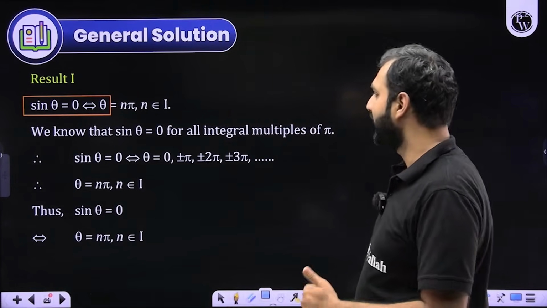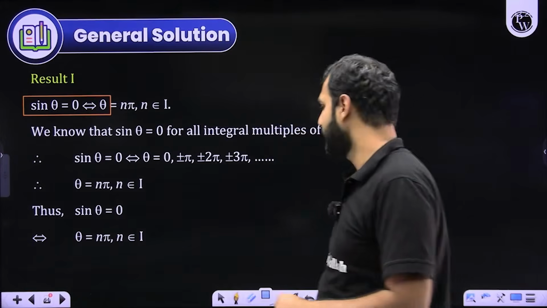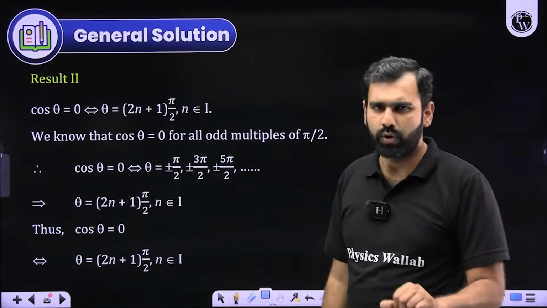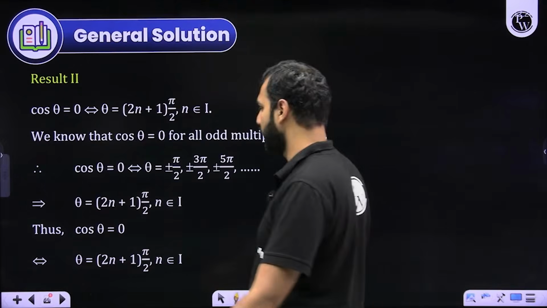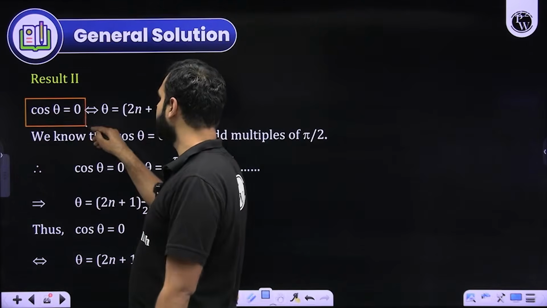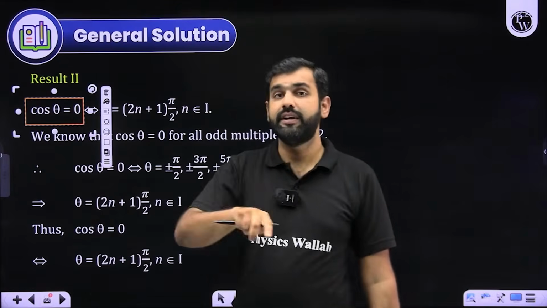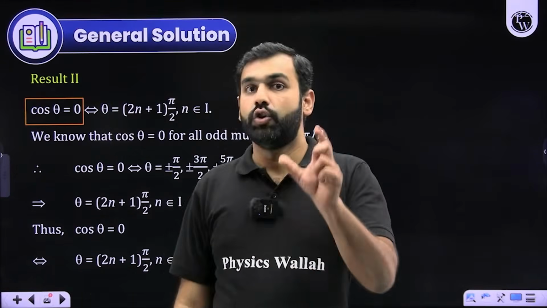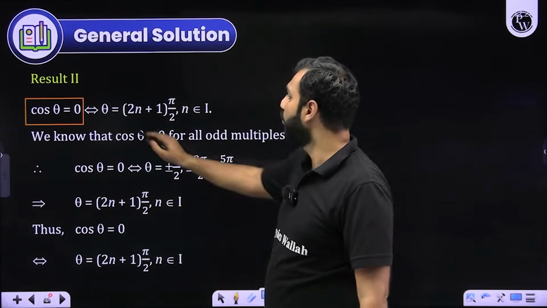If I ask you sine theta is 1, what will be your generalization? You would say, okay, let's talk about cos theta being 0, then I'll come back to sine theta being 1. So if I talk about cos theta being 0, what will you say? Sir, cos theta is 0 whenever the angle is an odd multiple of pi by 2. Do you remember that? So 2n plus 1 times pi by 2 will be my solution.